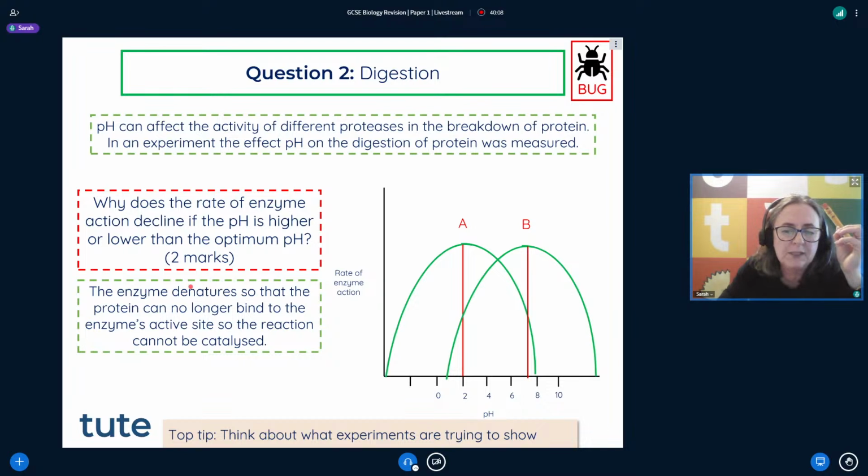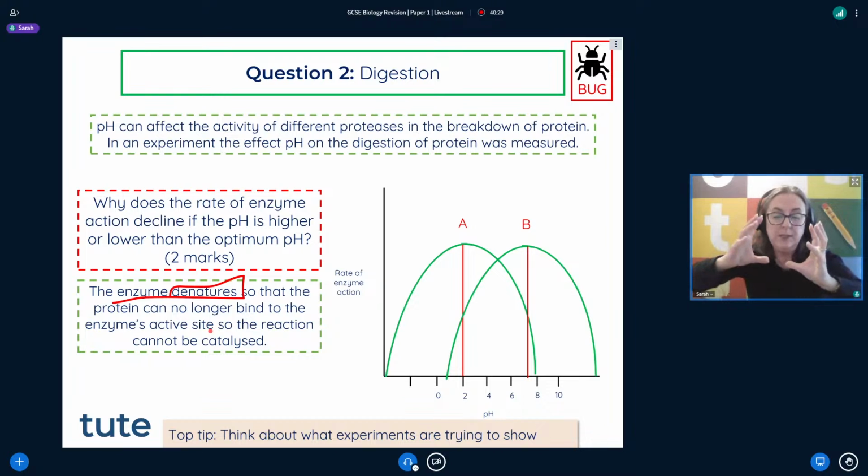So that's an important key word to use when we're talking about enzymes being damaged by too high a pH or too low a pH or too high a temperature. It denatures. And what we mean by that is that the protein or whatever the food element that it is digesting can no longer bind to that enzyme's active site.